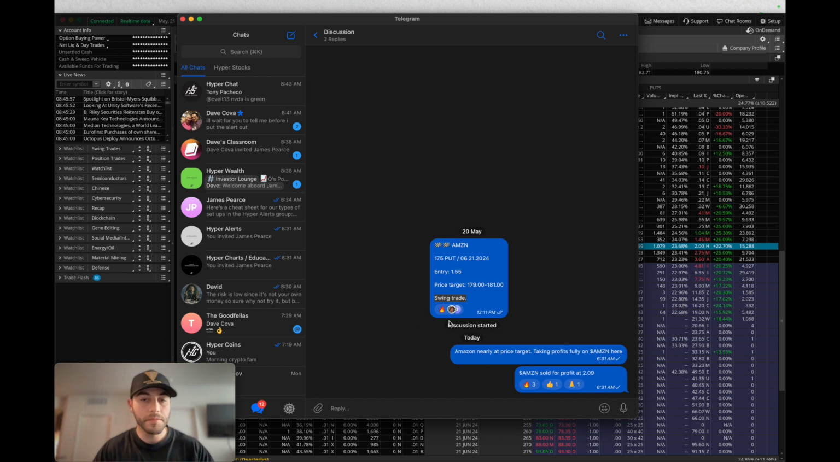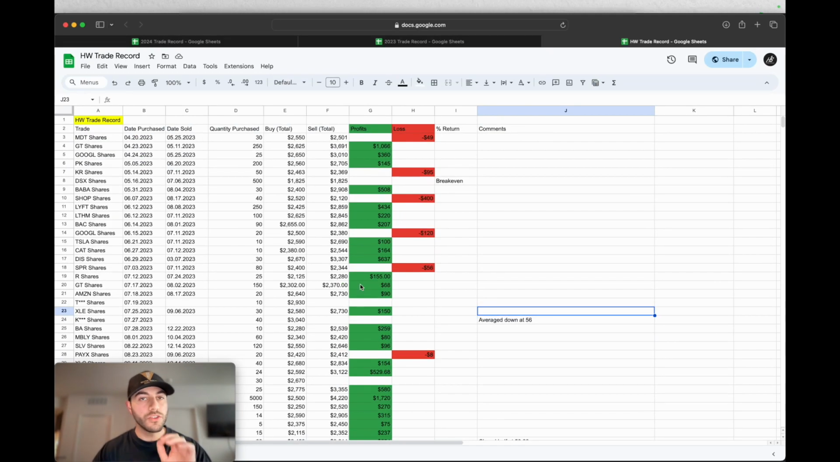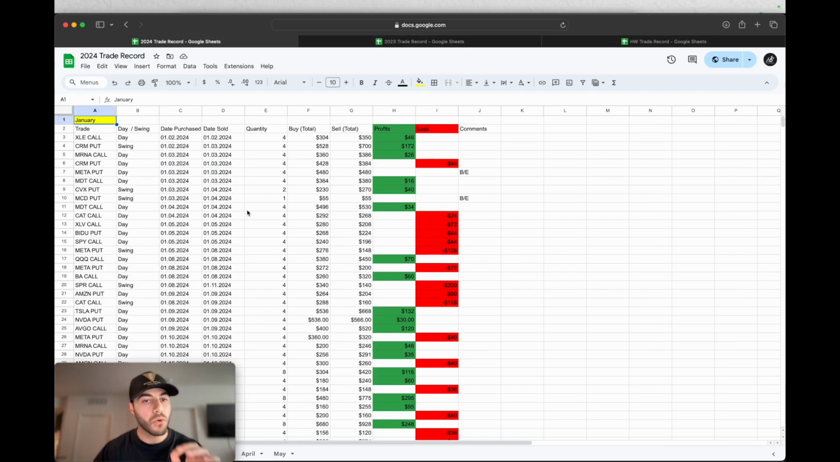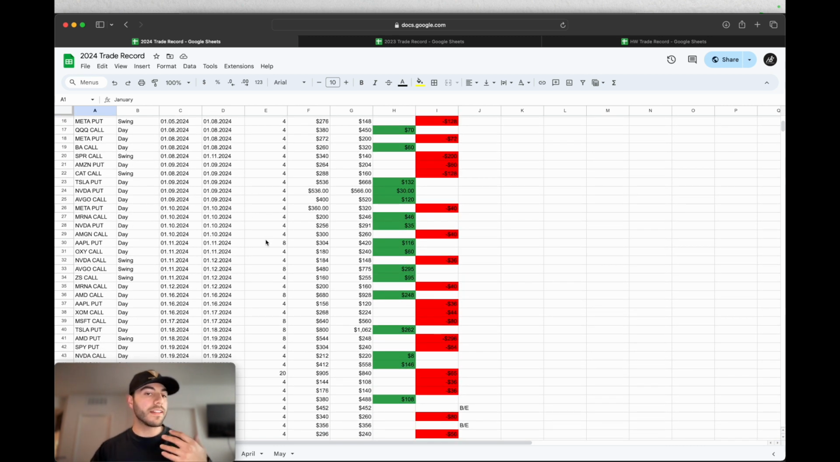Now, sometimes, not all the time, we won't close fully. So sometimes, for example, we'll say we're taking profits on half our position here. When we're opening a position, the usual position size that we go with is going to be 4 contracts. That way, it allows us to cut 2 contracts at a time depending on how we feel about the stock.